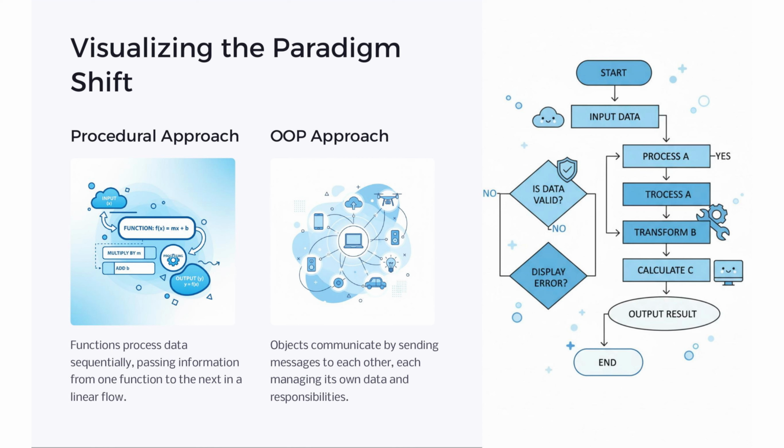In procedural programming, functions handle data in a linear sequence, passing information step by step. In contrast, object-oriented programming involves objects interacting by sending messages, each managing its own data and responsibilities. This shift allows for more modular and maintainable code, especially in complex systems.